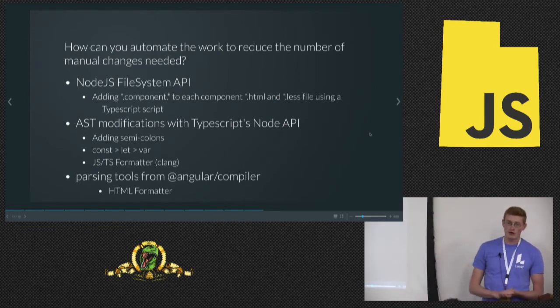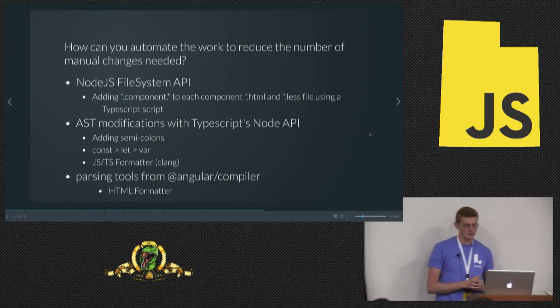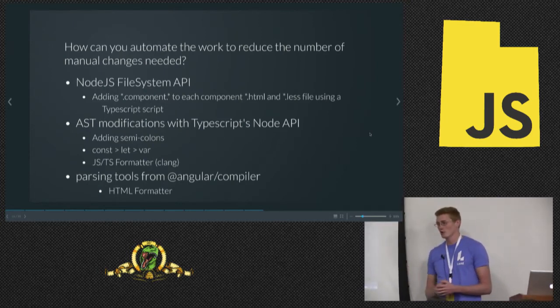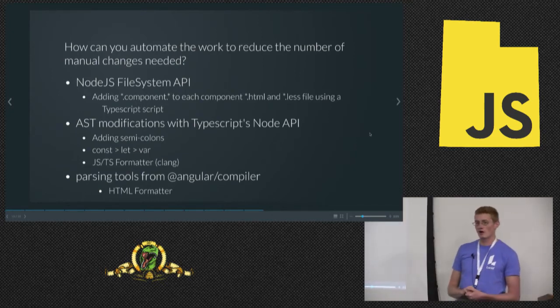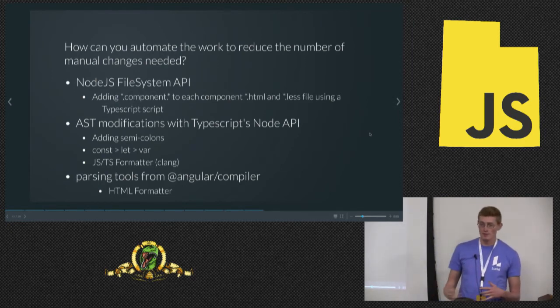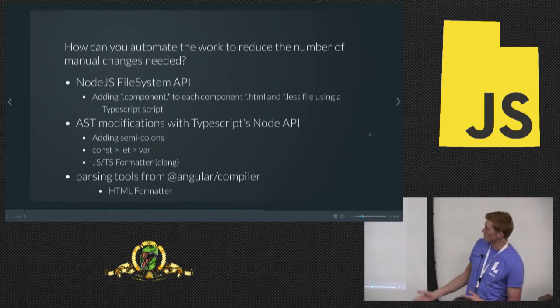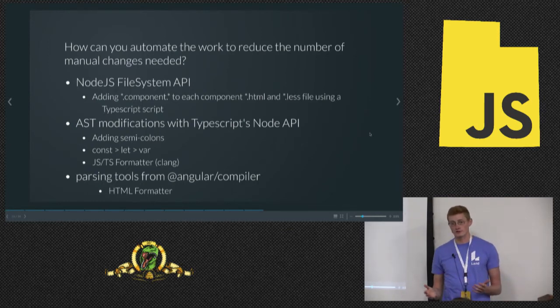So first one up, using the Node.js file system API. I was able to use this to change our file names. We decided that we would have a convention based on Angular's convention to have all of our .html files be .component.html. And since this wasn't how we were doing it, I used the file system API to make this change and update all references to these files.